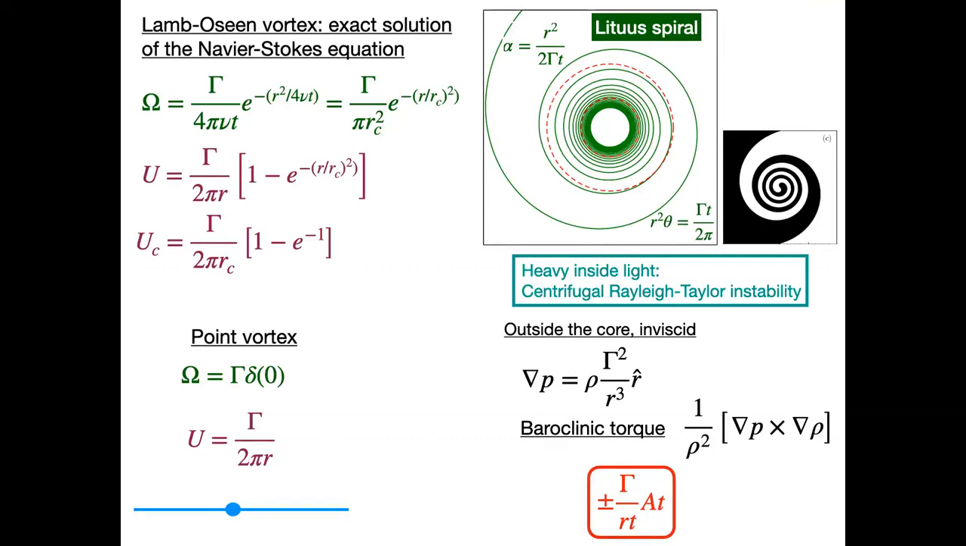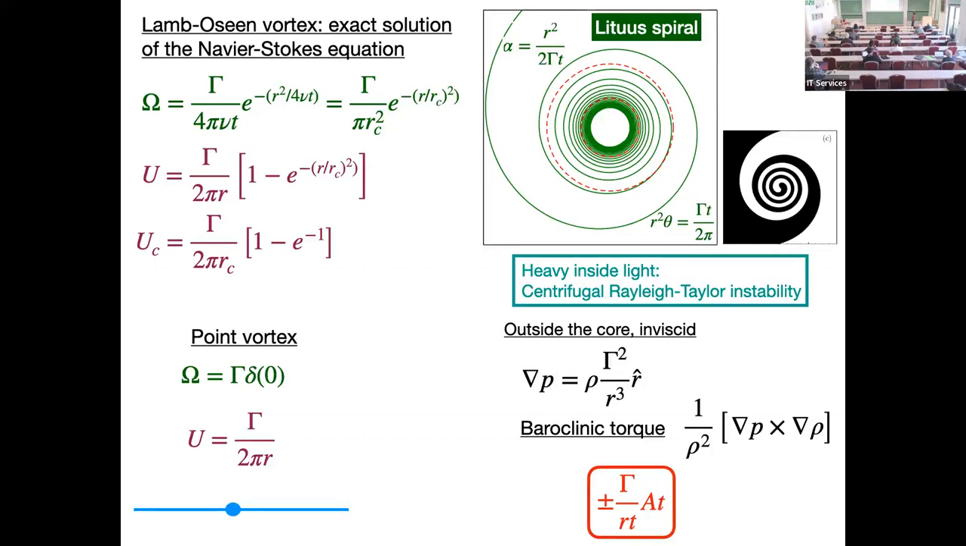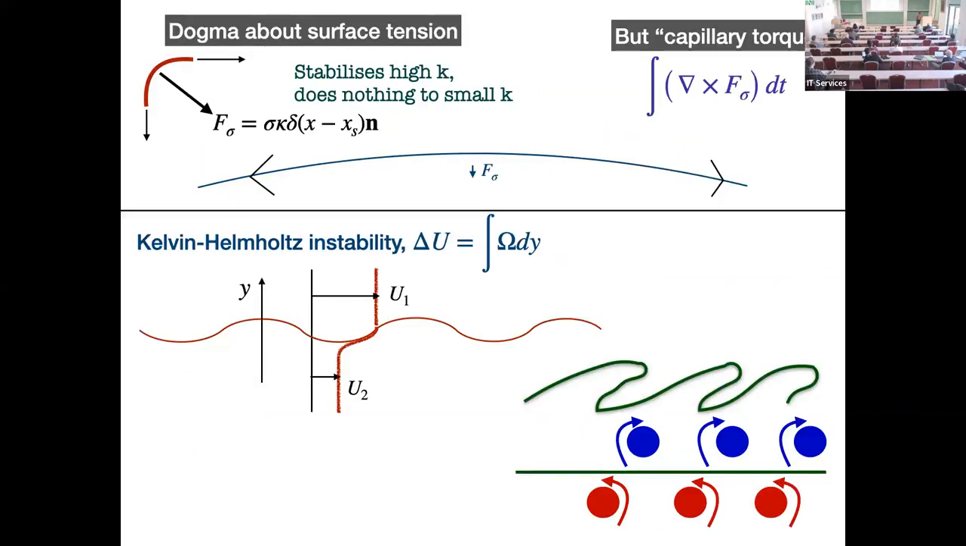It goes down with the distance from the center and also goes down with time. So you can write down the torque creation. You can integrate this in time to get the vorticity at the interface. So that's what's going to happen with the density gradient.